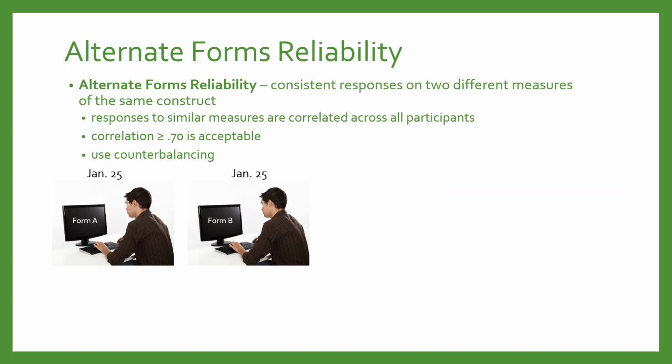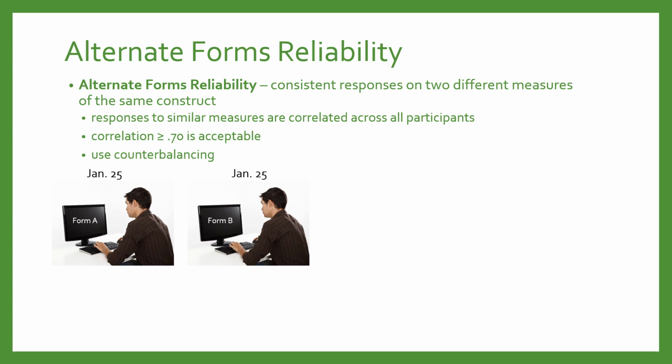Now let's take a look at alternate forms reliability. So this is when you're looking to see if there are consistent responses on 2 different measures of the same construct. And if responses to those similar items are correlated across all participants, then you'll see a correlation around 0.70 or higher to indicate alternate forms reliability. Be sure that the 2 measures address the same aspect of the behavior with the same vocabulary and the same level of difficulty. So really the items should only differ in wording and context.